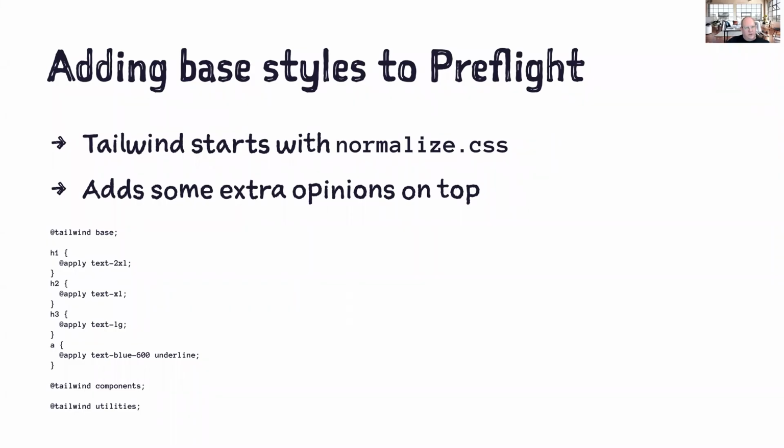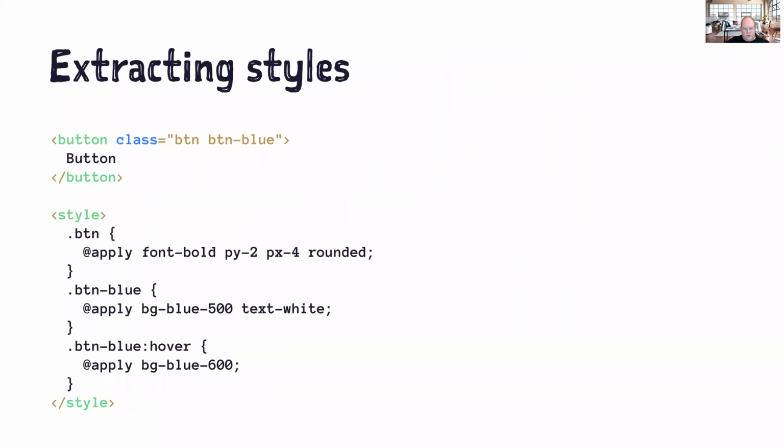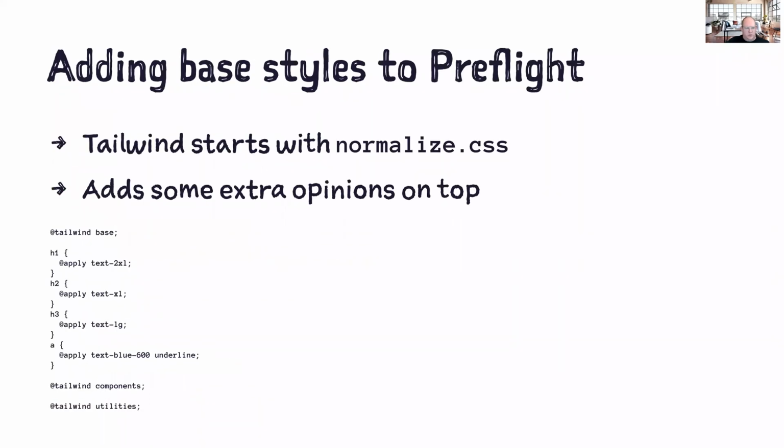A couple of other things, adding base styles to Preflight. Preflight is basically what Tailwind calls all of their styles that they leave you with to begin. So it starts with a reset called normalize.css, which is pretty standard. It goes and adds a couple of extra opinions on top, largely about removing margins and removing any stuff that's going to potentially conflict with you just doing what you want. The net effect of all of that is that it largely does what you would expect, which is pretty great in my opinion.